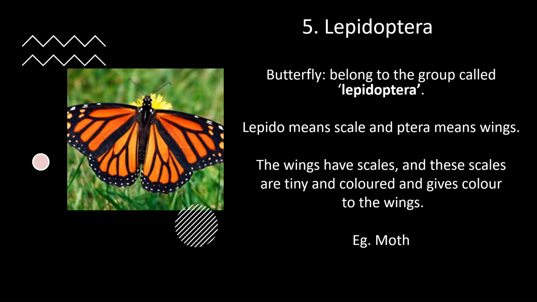Lepidoptera. Butterfly belongs to the group called Lepidoptera. Lepido means scale and ptera means wings. The wings have scales, and these scales are tiny and colored and give color to the wings. Example is moth.